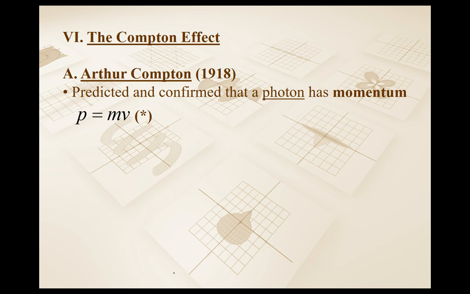So this equation would be the equation for the magnitude of the momentum of an object. Your momentum P is equal to mass times the speed of the object. We'll call that equation number 1, or equation star. The problem we have is, how can you calculate the momentum of a photon if it doesn't have any mass? Well, we're going to kind of cheat around this right now.